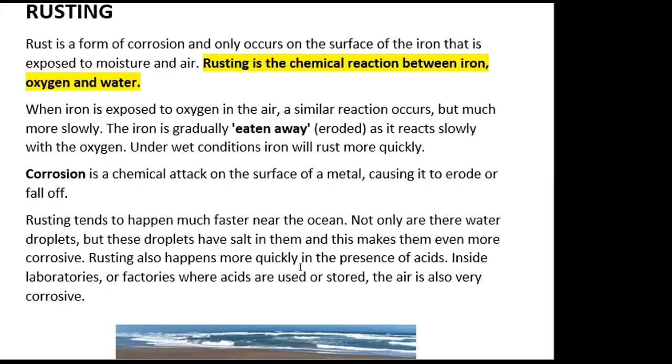Not only are there water droplets in the atmosphere, but these droplets have salt in them, and this makes it even more corrosive. Rusting also happens more quickly in the presence of acids. Inside laboratories and factories where acids are used or stored, the air is very corrosive.